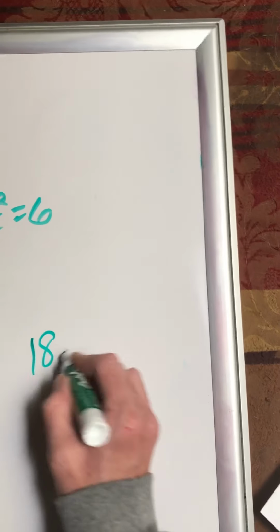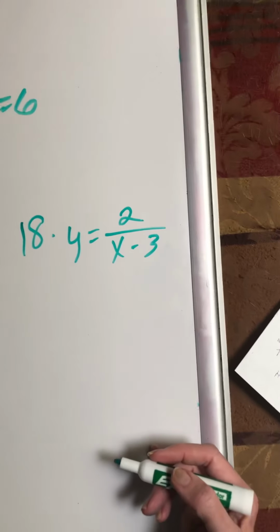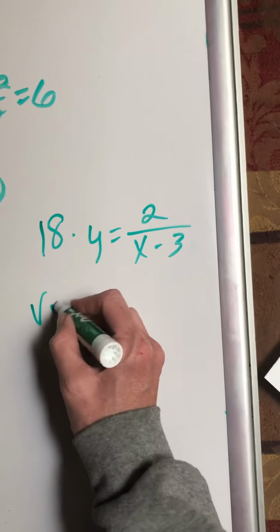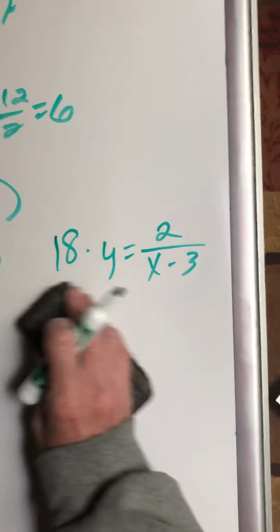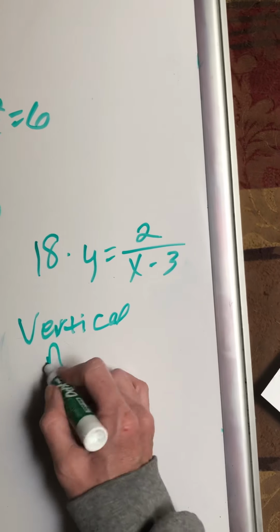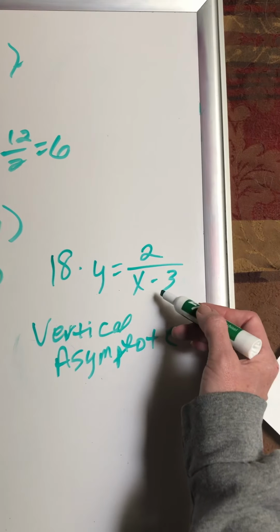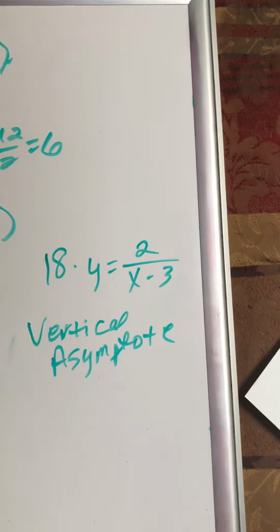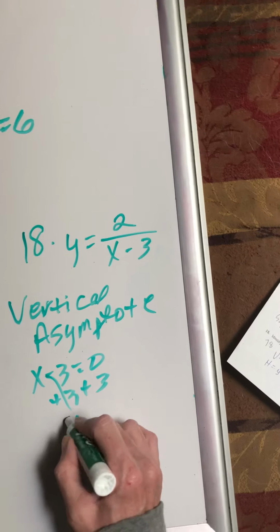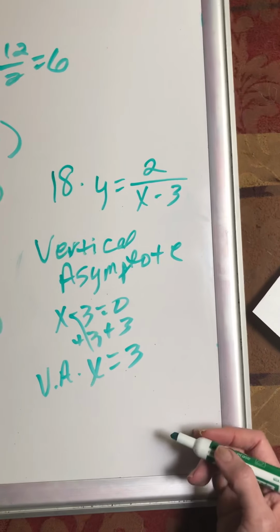Then on number 18, we're asked to identify the asymptotes. This is when we graphed those rational equations, and we were looking for asymptotes. So we want the vertical asymptote. The vertical asymptote is what would make the thing undefined. So what you do to find the vertical asymptote is you set your denominator equal to 0 and you solve for x. So your vertical asymptote is x equals 3. That's the way you do it every time. Your vertical asymptote is x equals 3.